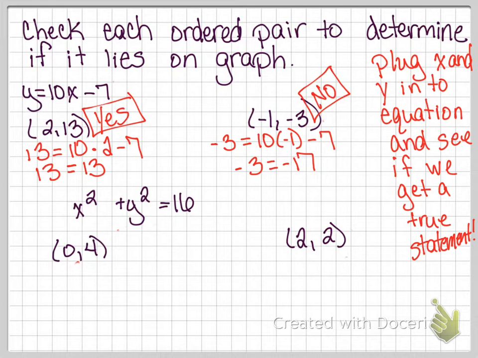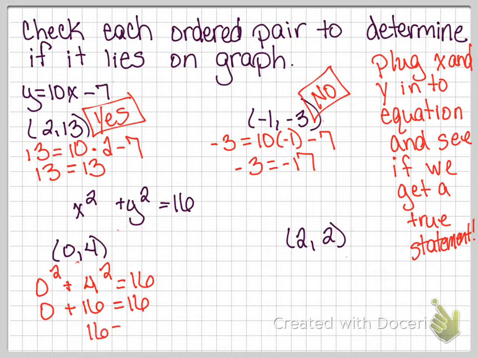So I'm going to plug 0 in for x. I'm going to have 0 squared plus 4 squared equals 16. 0 squared is 0. 4 squared is 16. Is it on the graph? Yes. Okay, so 0, 4 is on the graph of that circle, x squared plus y squared equals 16.